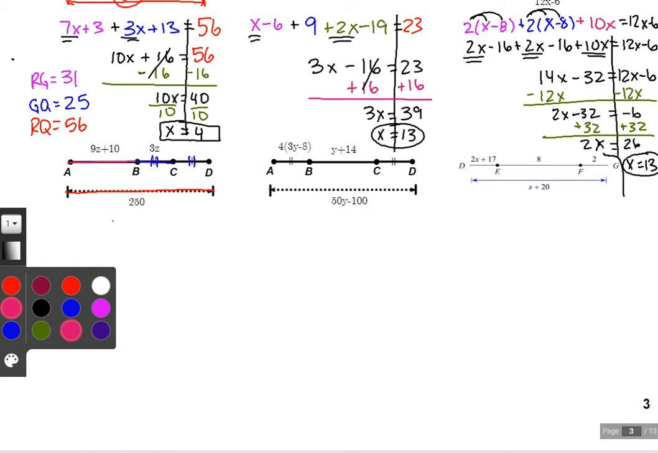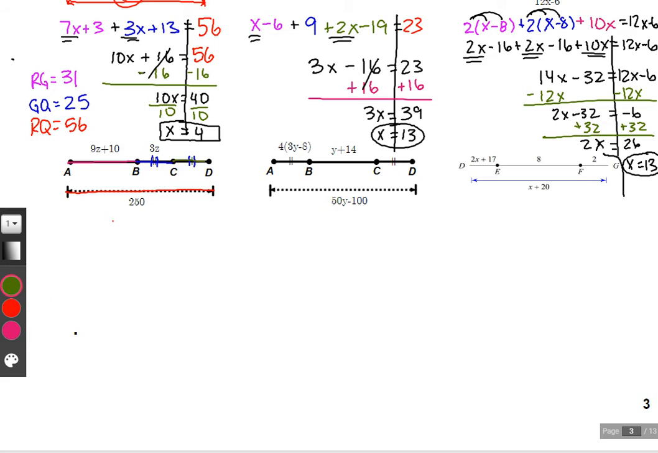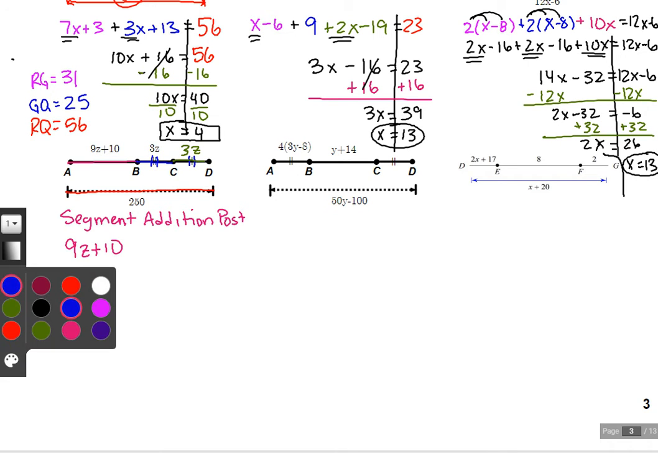Okay, so the equation for the segment addition postulate. Oh, I don't think I was even writing that. So it's the segment addition postulate. Okay, so we have 9z plus 10 plus 3z plus 3z again equals our total of 250.